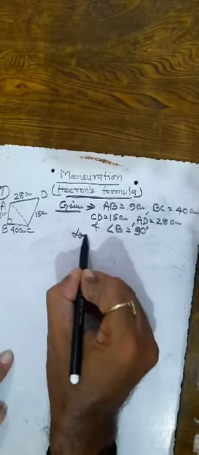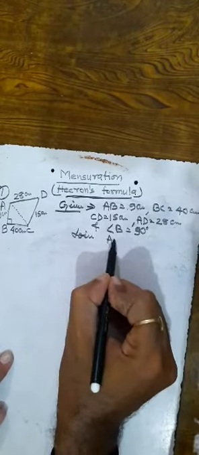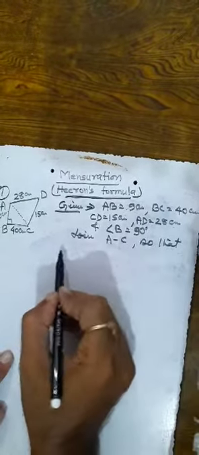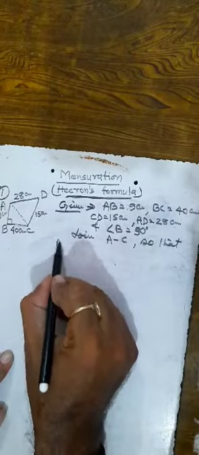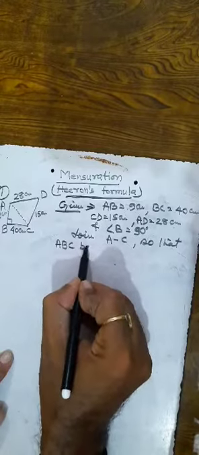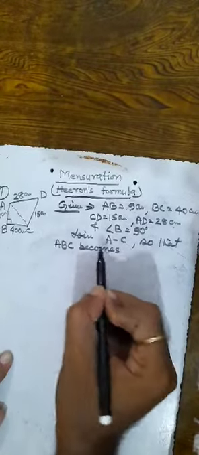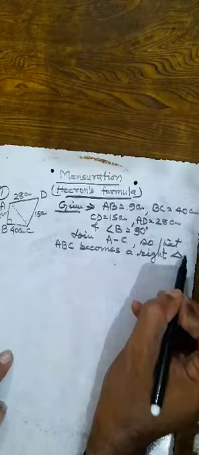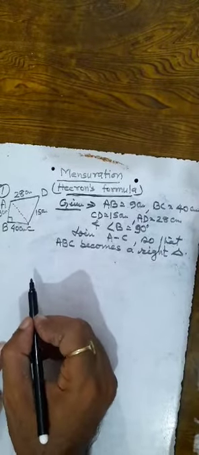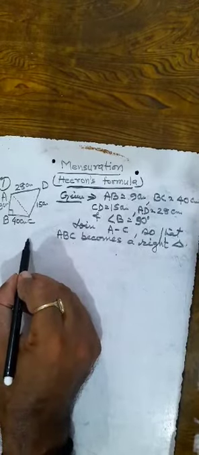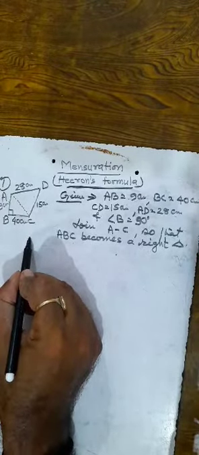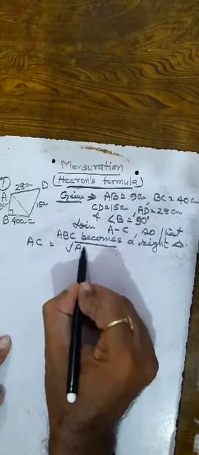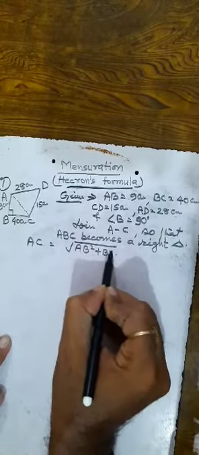Join A to C so that ABC becomes a right triangle. Using Pythagoras theorem, we have diagonal AC is equal to square root of AB square plus BC square.